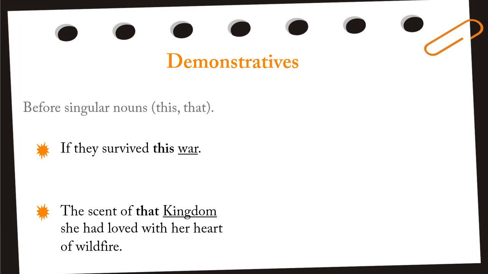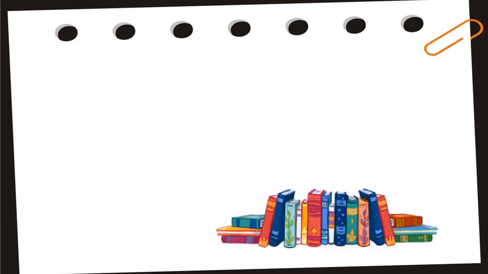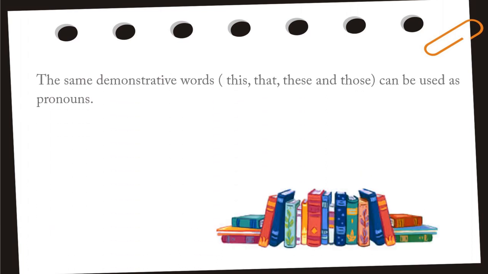Now, if we look closely at the first sentence, we can see here the usage of the demonstrative this followed by a singular noun, war. As for plural nouns, we use the demonstrative determiners these and those before them. For example, she'd seen these males before. The law in those days wasn't just hard, it was merciless. Again, if we look closely at the first sentence, we can see the usage of the demonstrative these followed by a plural noun, males.